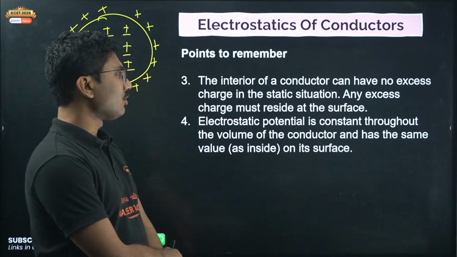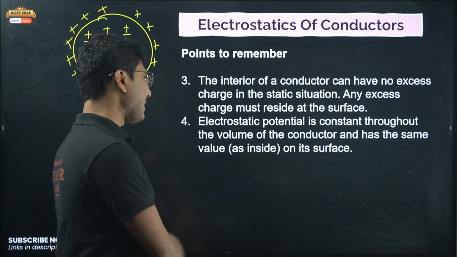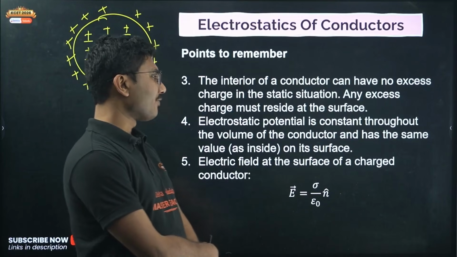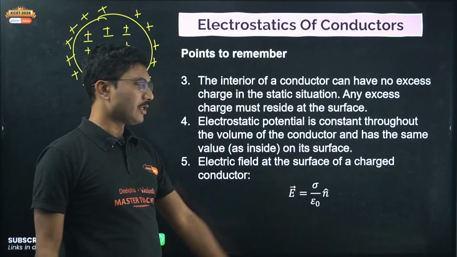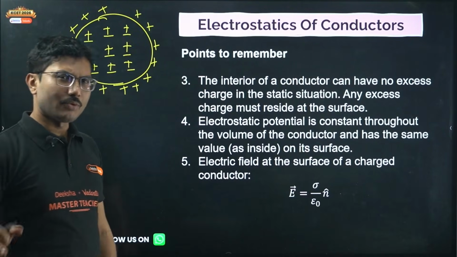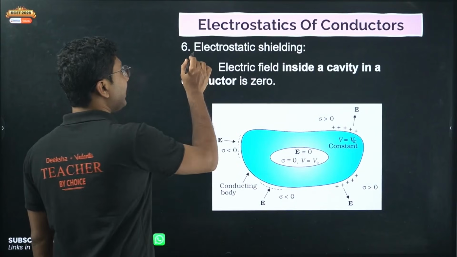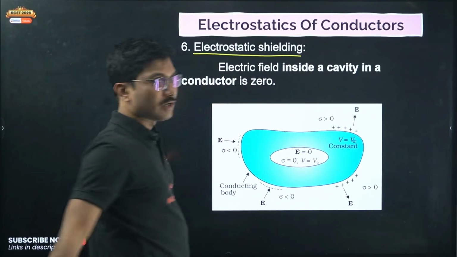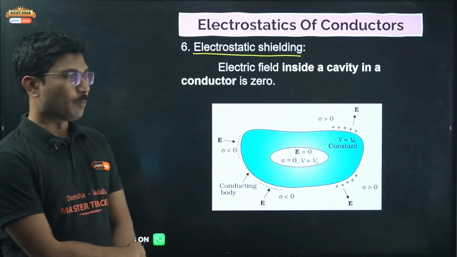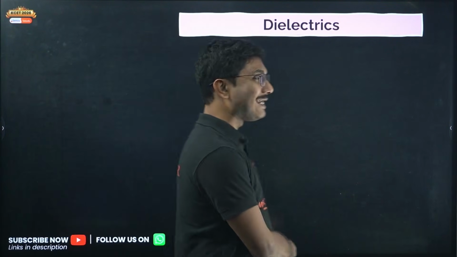Electrostatic potential is constant throughout the volume of the conductor and has the same value on its surface. The electric field at the surface of a charged conductor is given by E is equal to sigma by epsilon naught n cap. Based on this there was a KCET question a few years back. Now, electrostatic shielding, a very important property of conductors: the electric field inside a cavity in a conductor is 0.